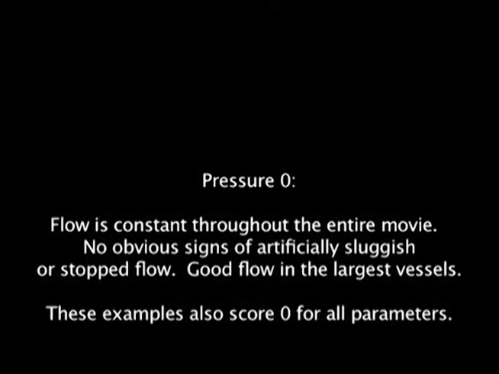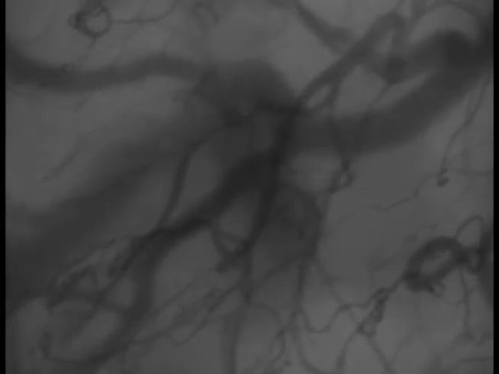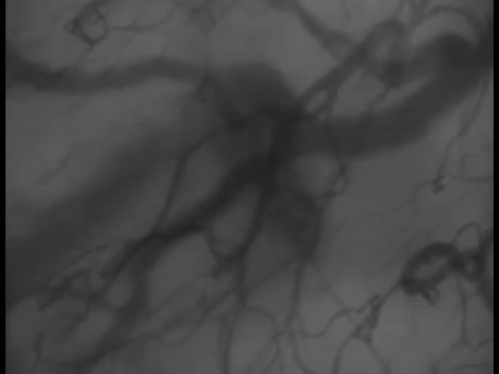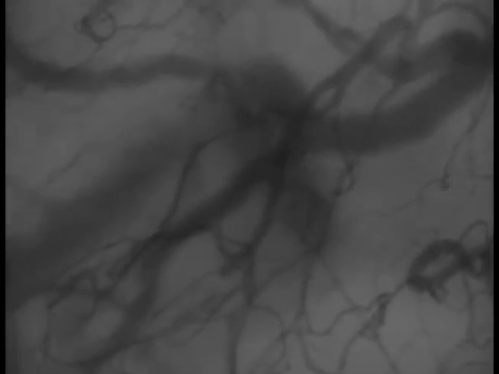Now let's go over videos that we score as 0. If the videos show constant flow in their entire length, show no obvious signs of artificially sluggish or stopped flow, and have good flow in the largest of vessels, then we would give them a pressure score of 0. Here are a number of videos that all show good flow in the largest of vessels.